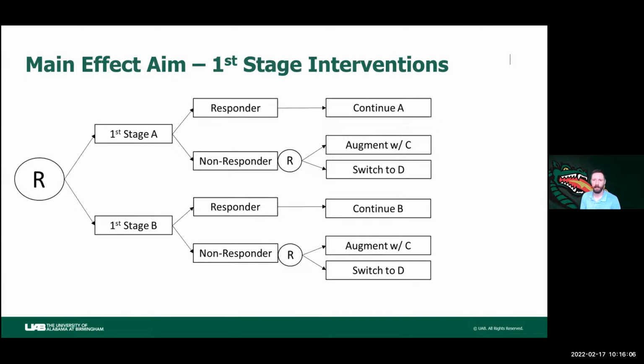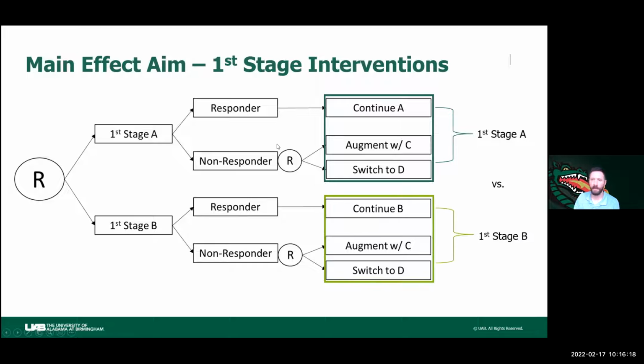So let's start with the main effect of first stage interventions. In this case, what we're doing is pooling all the responses from all three subgroups of participants who were initially assigned to intervention A and comparing those to the pooled response of all participants initially assigned to intervention B. Again, the question here is, is it better to begin an adaptive intervention strategy with intervention A or intervention B?